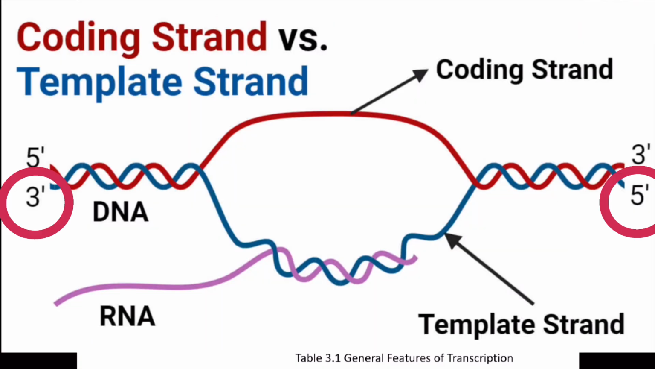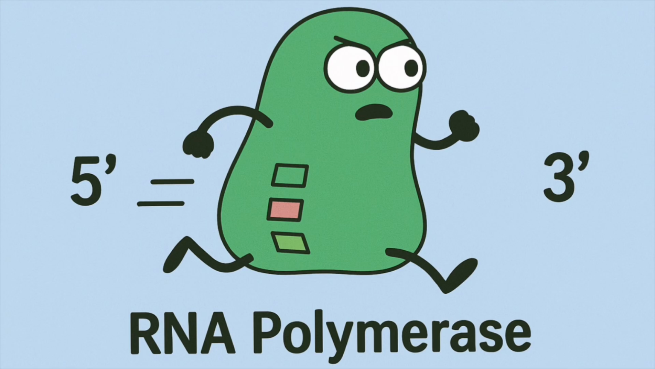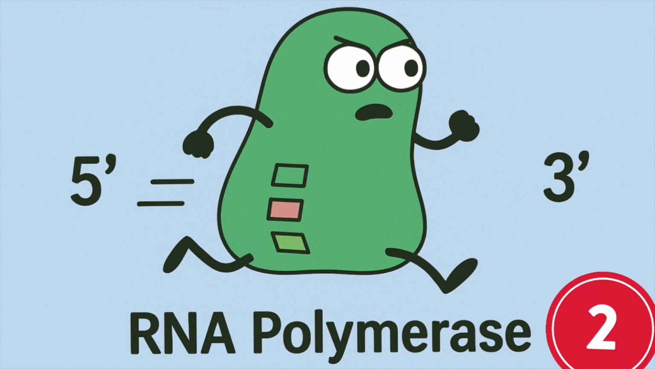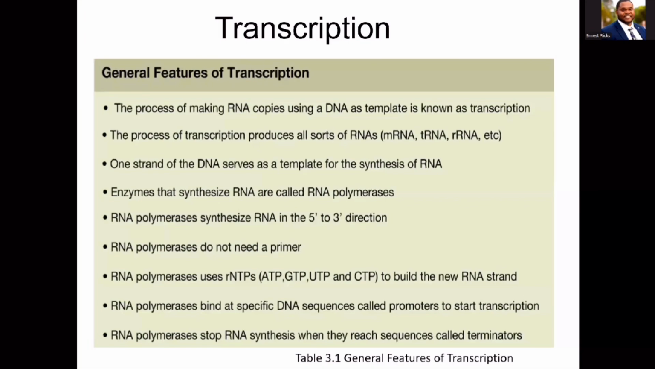And so you have one strand of DNA, remember it's double-stranded. One strand won't be used for this process of transcription. However, one of those strands of the double strand will serve as a template for the synthesis of RNA. The enzyme responsible is RNA polymerase, and more specifically, RNA polymerase 2, and it synthesizes RNA in the 5' to 3' direction.